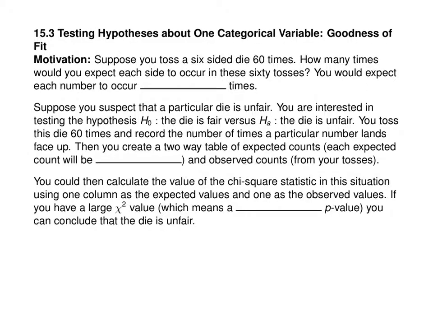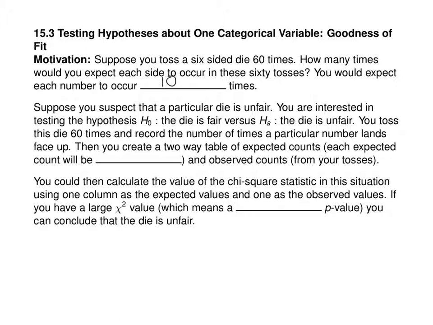Right, now let's move on to the new section. Testing hypotheses about one categorical variable, something called goodness of fit. Here's the motivation. Suppose you toss a 6-sided die 60 times. How many times would you expect each side to occur in these 60 tosses? If your die is fair, every side shows up with probability 1/6. So 1/6 times 60 means each side would show up about 10 times, and that would be true on average.